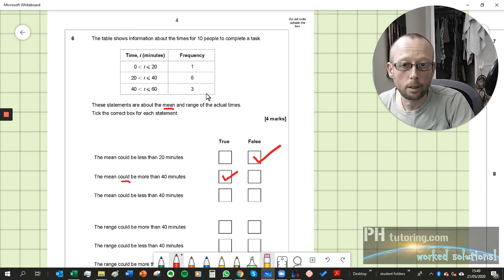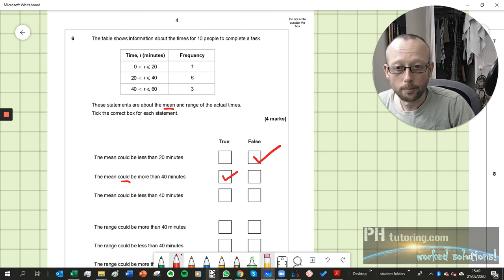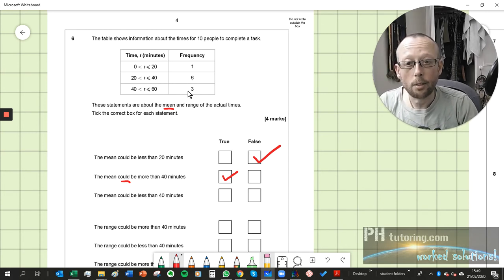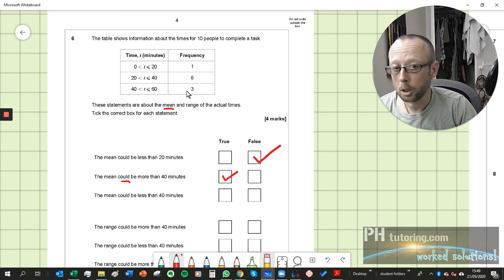Could it be less than 40? I believe yes, because this 1 could be really low. These 6 could be as low as 20, and these 3 could be just over 40. And again, if you spread them out in that way, then the mean would be less than 40.